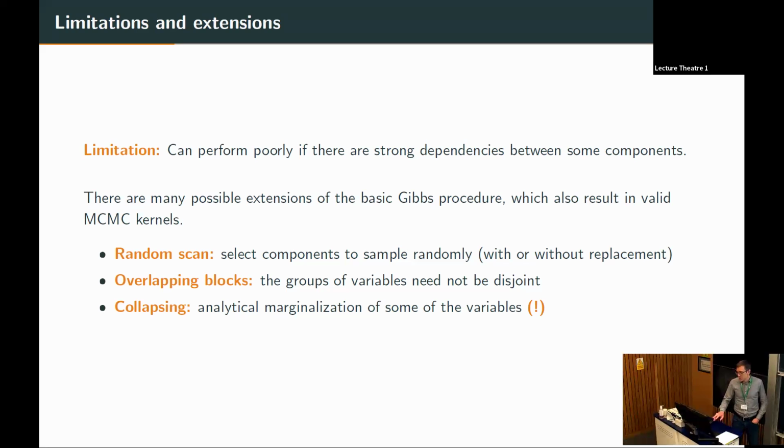And there's also a possibility of doing collapsing, which is essentially that in some steps of the Gibbs sampler, we marginalize out some variables and sample the remaining ones from their marginals. This has to be done with a little bit of care to ensure that it remains valid, but it's possible to do that.